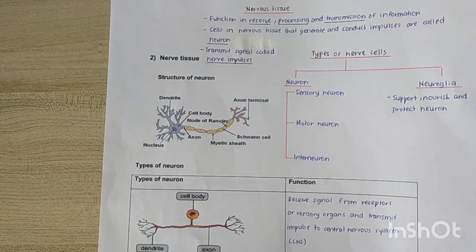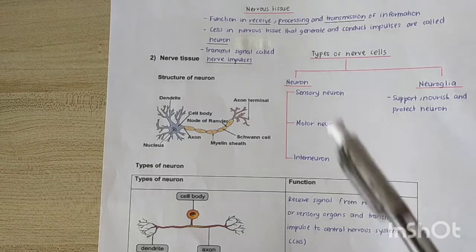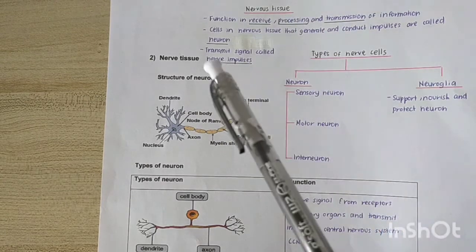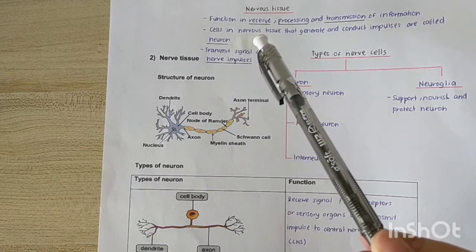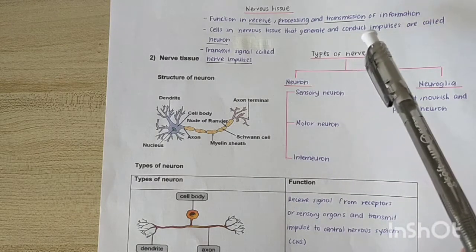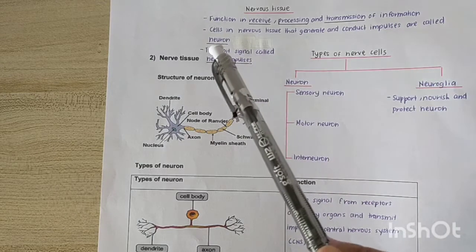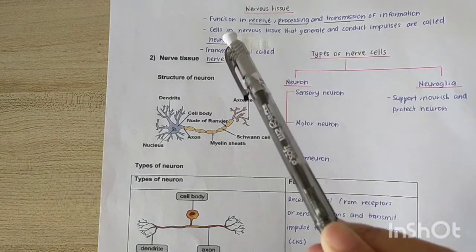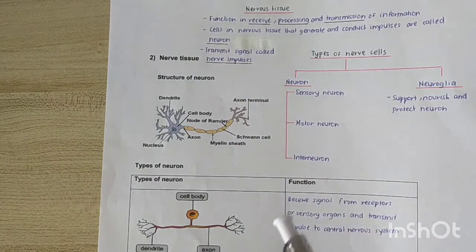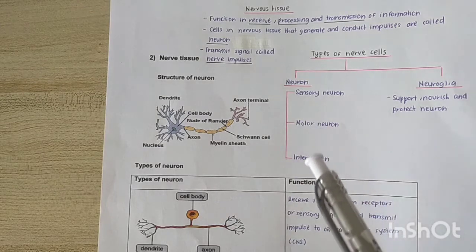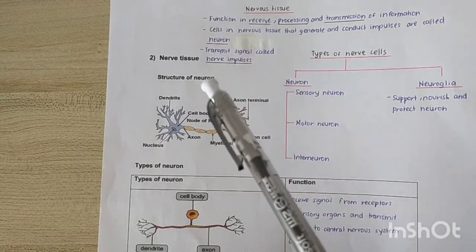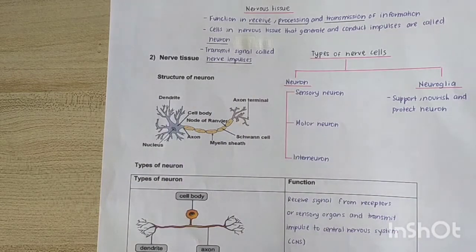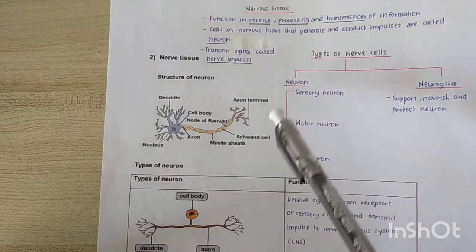Okay, so now we proceed to the second type of animal tissue, which is nervous tissue. Okay, so the function of nervous tissue is in receiving, processing, and transmission of information. And the cells in nervous tissue that generate and conduct impulses are called neurons. So actually neuron, we can say that it is the basic functional unit of the nervous tissue. And then it transmits a signal called a nerve impulse.